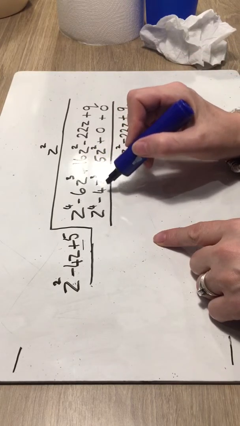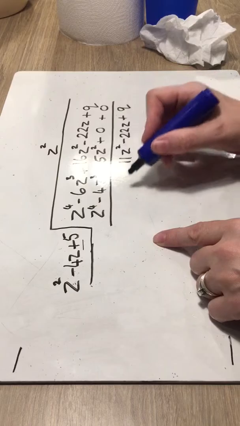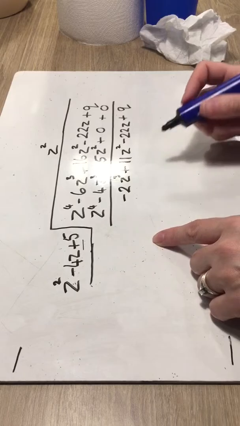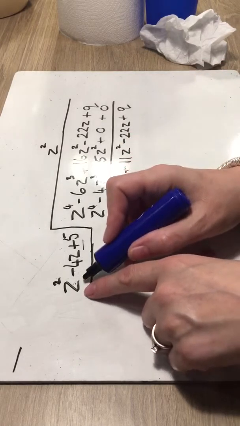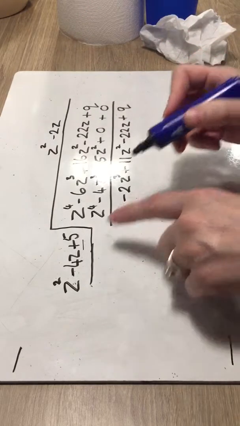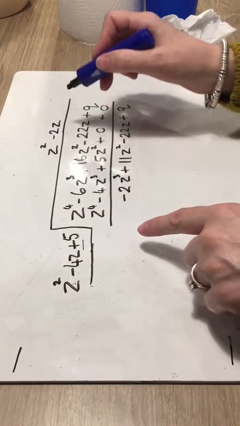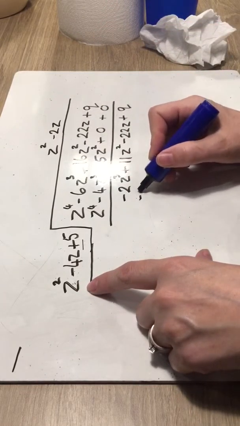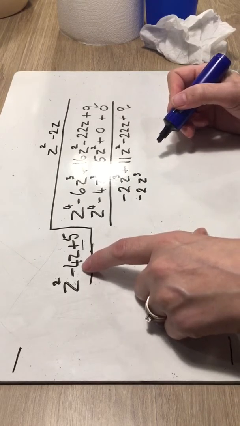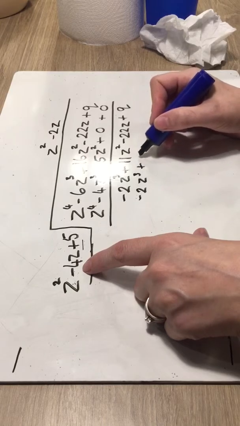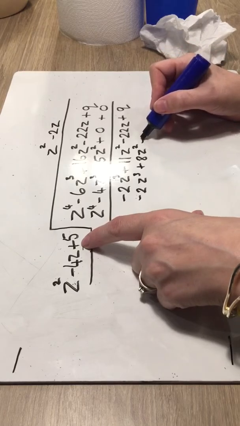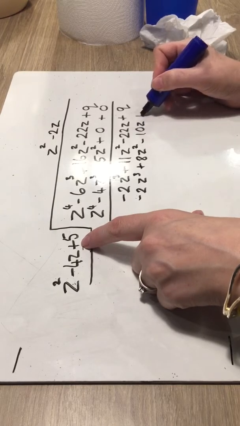Minus 6 minus minus 4 is minus 6 plus 4, so minus 2z cubed. Then we need to divide by z squared. So that means it goes in minus 2z times. So multiply all of this by minus 2z. So it gives us minus 2z cubed, it gives us plus 8z squared, it gives us minus 10z plus 0.